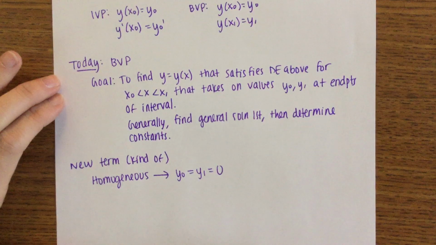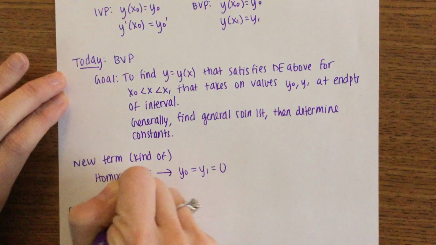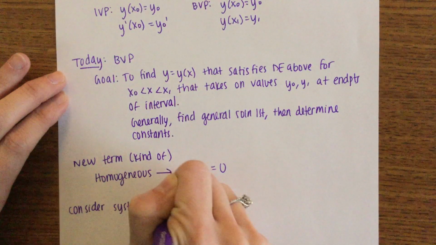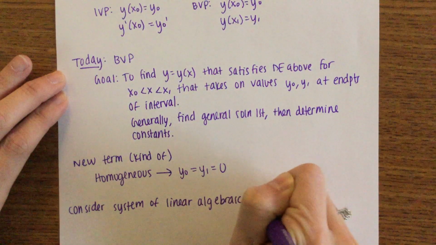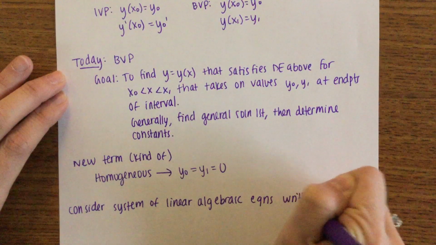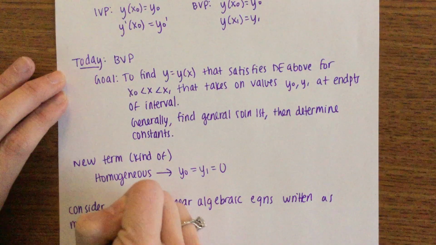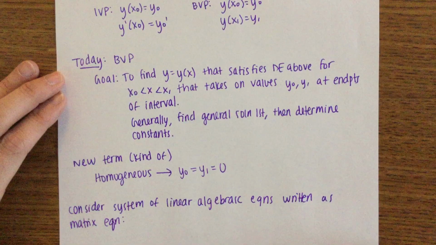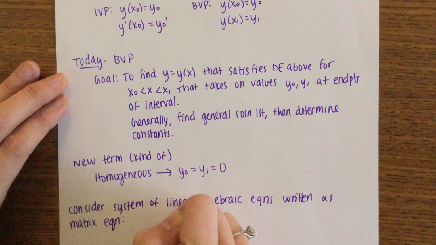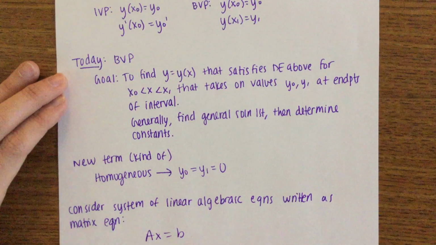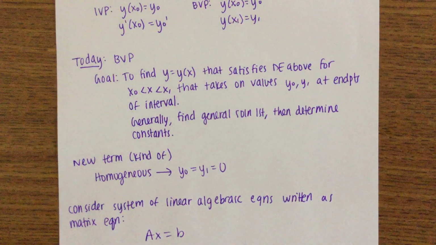Okay. Great. So now, like I said, we're going to look at what cases could occur. So we are going to consider a system of linear algebraic equations written as a matrix equation. Do you guys remember doing this at some point, like maybe algebra 2? You took a system of linear equations, you wrote it as a matrix, and it looked something like this: Ax equals b. A being a matrix, x being a matrix, b being a matrix. A is all the constants, x would be your variables, and b would be kind of your answers.